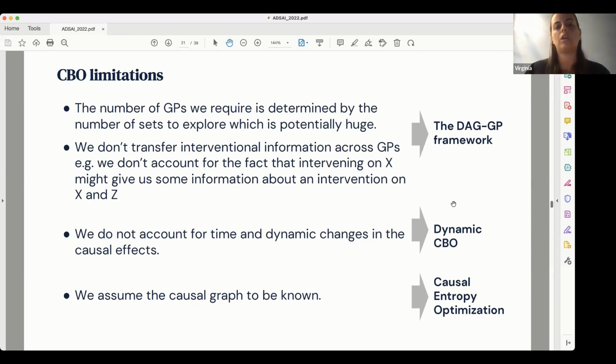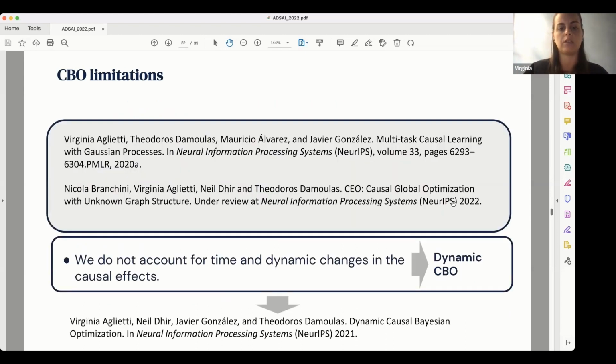So today I'm just going to give you an introduction to dynamic causal Bayesian optimization. You've noticed how in CBO we do not account for time, and we do not account for the fact that causal relationships might change over time, both in terms of the causal graph, but also the functional relationship linking different variables. And you can see the results of this in the paper that is indeed called Dynamic Causal Bayesian Optimization.